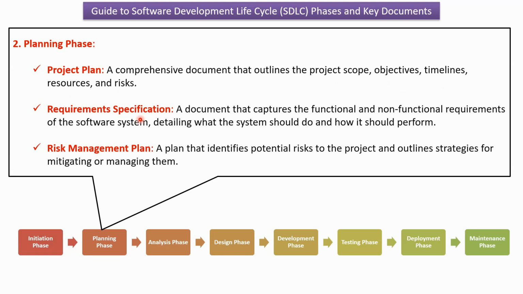The second one is the requirement specification. This document captures functional and non-functional requirements of the software system, and it details what the system should do and how it should perform. The third one is the risk management plan, a plan that identifies potential risks to the project and outlines strategies for mitigating and managing the risk.